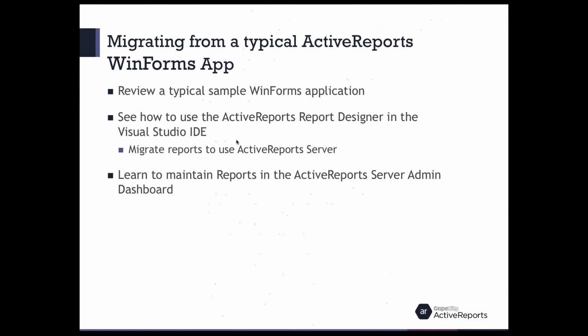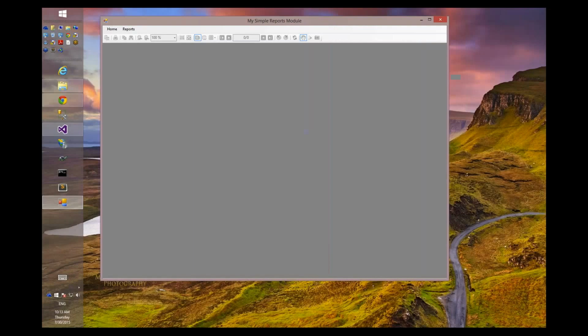Okay, so let's start with the first use case, and what we're going to be looking at is migrating from a typical ActiveReports WinForm application. The way that we're going to look at it is I have a sample WinForms application, just focusing on reporting here. We're going to see how we can take those reports out of there, put them into the ActiveReports server, and what we need to do on the admin side, and then have a look at the admin side as well. So let's go here onto my machine.